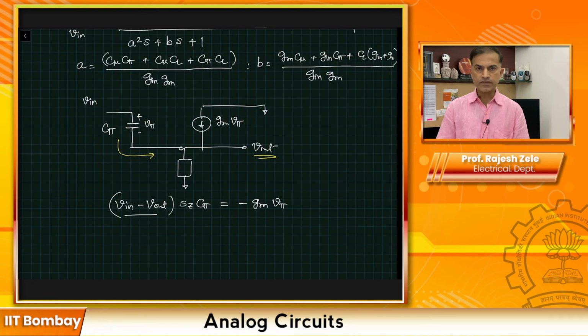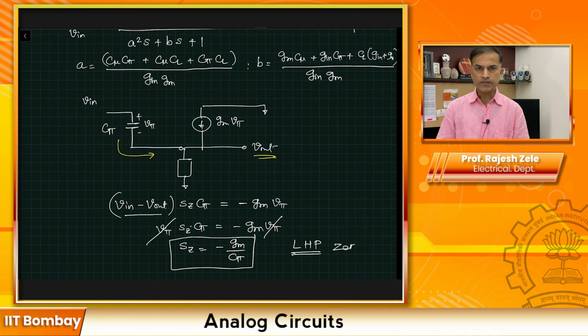We already know V in minus V out is V pi. So V pi times S of Z C pi is equal to minus Gm V pi. So S of Z will be equal to, removing the V pi, minus Gm over C pi. So we say that we have a left half plane LHP zero, since it's negative.